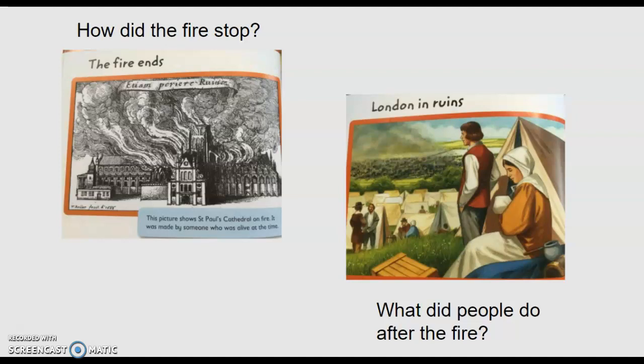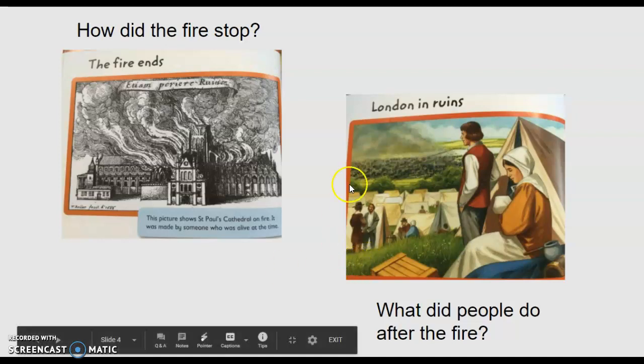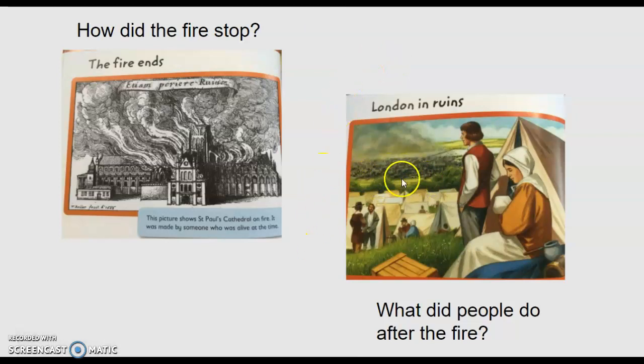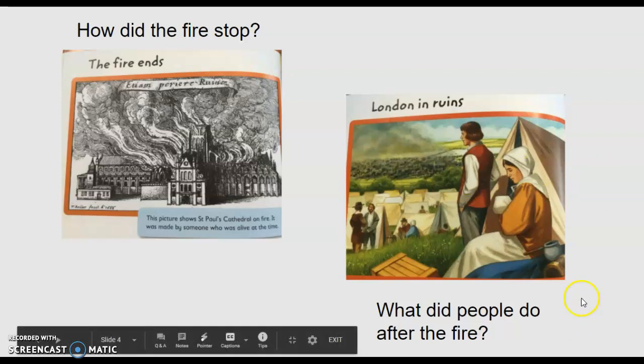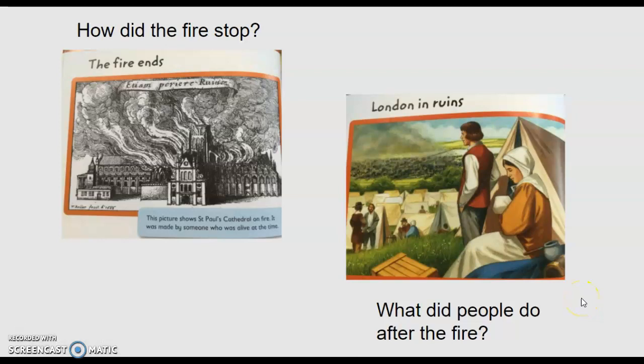Now let's have a look at this last one here. So this says London in ruins. Can you see in the background all of these houses and buildings that were burnt down in the fire? London was in ruins because it had been destroyed by the huge fire. What did the people do after the fire? Can you see in the picture what they are doing? Where did they go? They didn't have any houses because their houses burnt down.